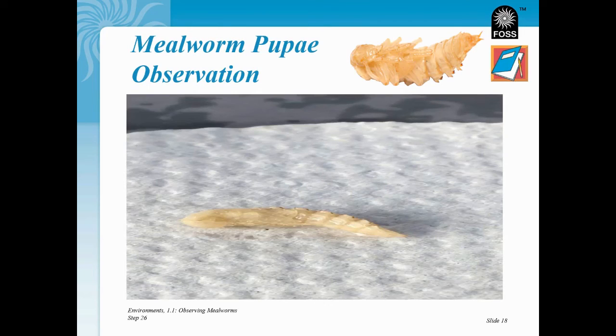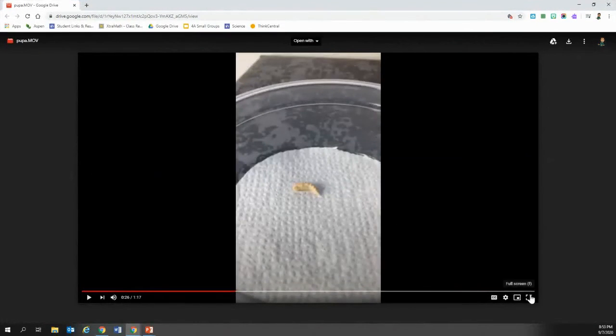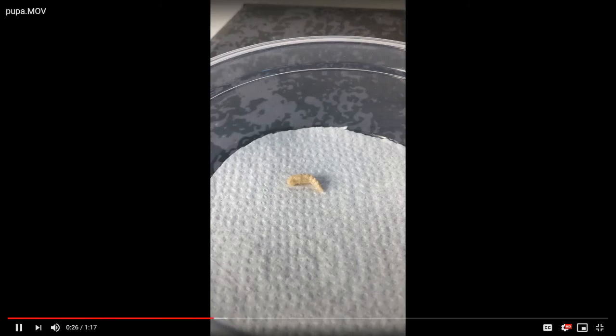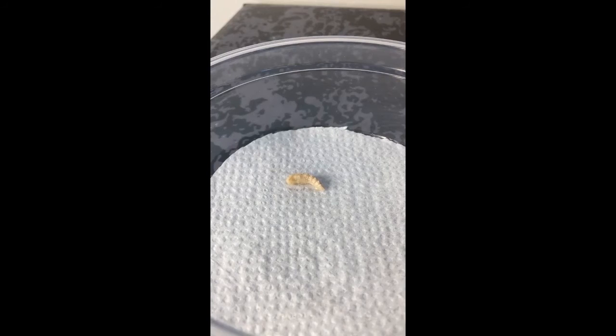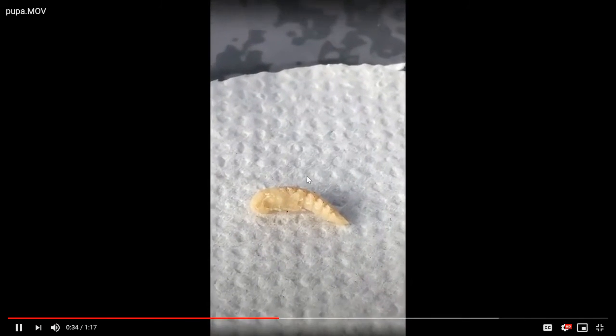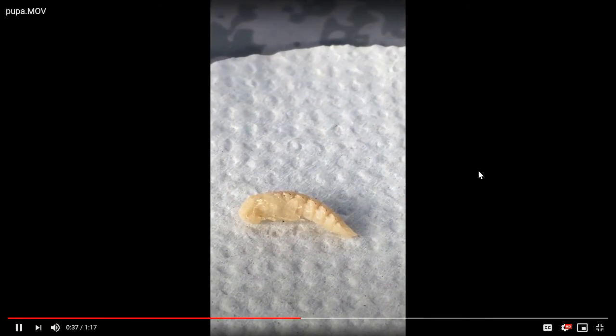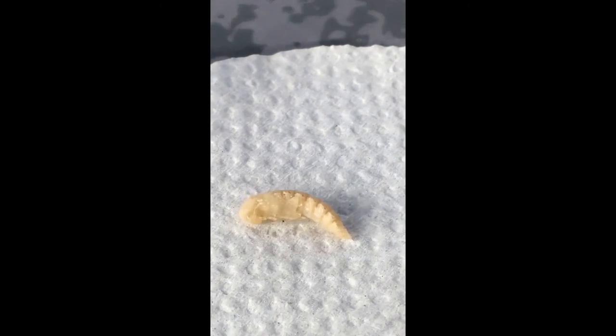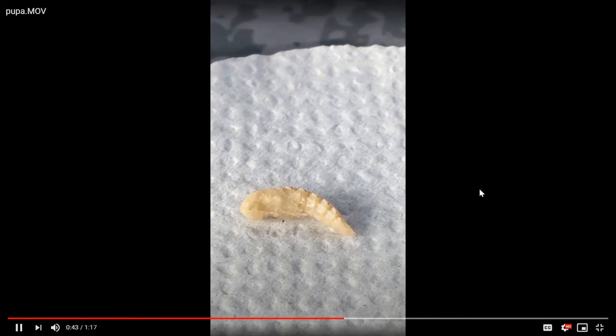Now we're going to observe the pupa. Whenever there are multiple pupa, we call it pupae. Pay attention to its change in color. Look at its change in color. Do you notice its movements?